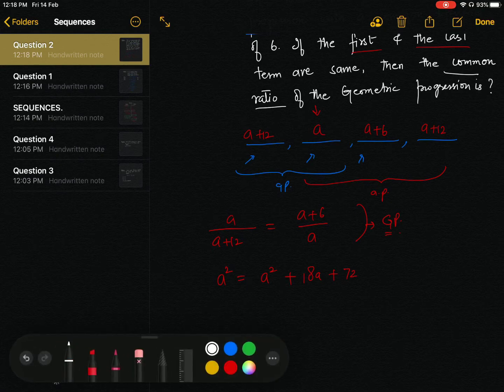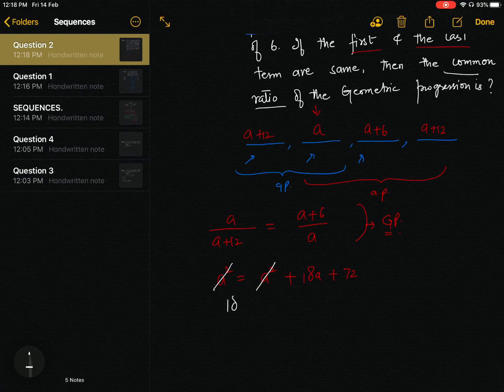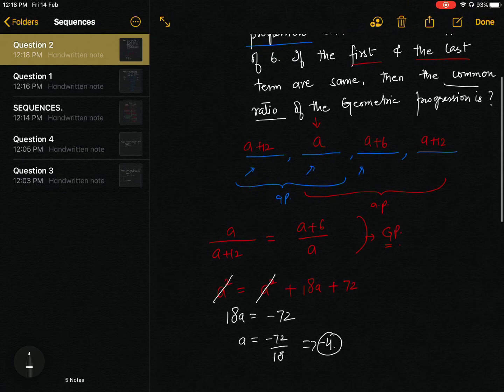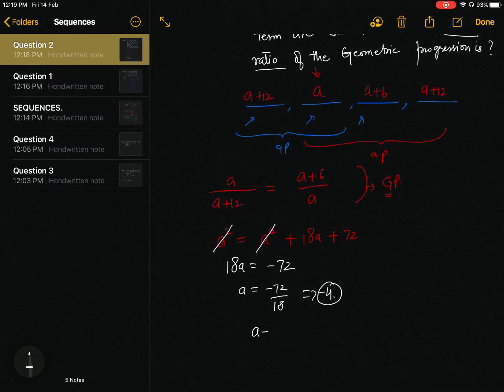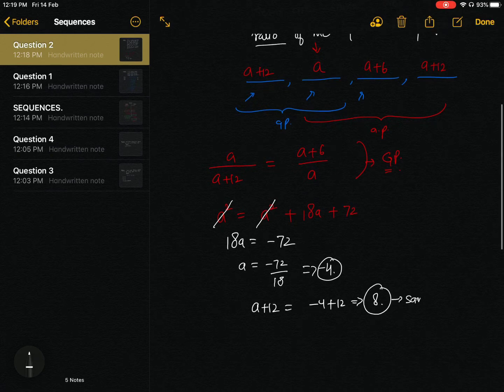I'll solve it manually. So I'll get 18a equals negative 72, which gets me a equal to negative 72 over 18, which becomes a negative 4. So I got my first term of the arithmetic sequence, which is minus 4. That means the last term becomes a plus 12, which is negative 4 plus 12, which basically becomes 8. Now this is same as first term.